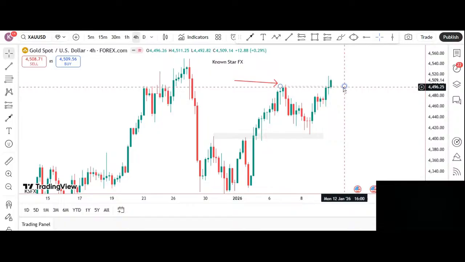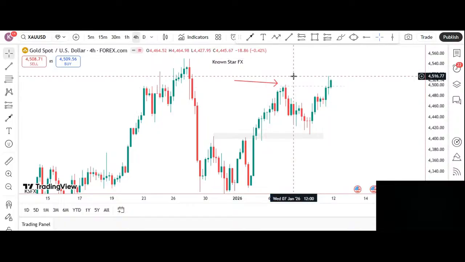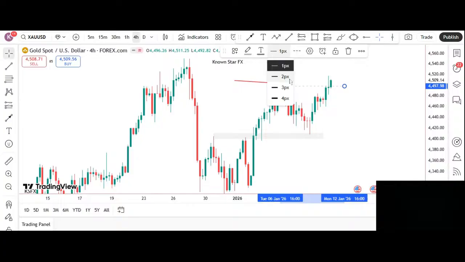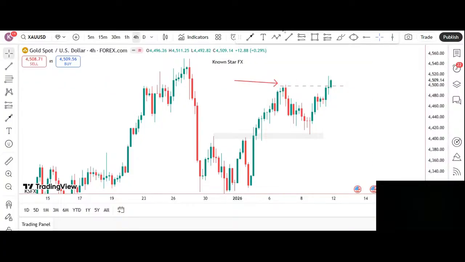I want to hear your feedback. Do you agree with me that this is a zone? Let me hear from you. Okay, Olaya is saying yes. Exactly. You don't have to think much about it. That's a zone, right? That's a significant zone as well, right?